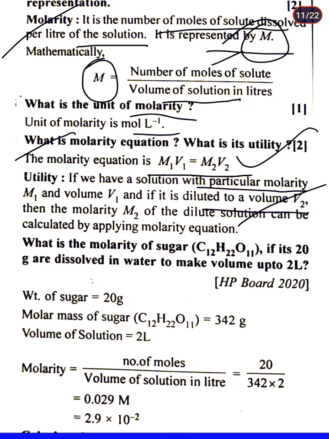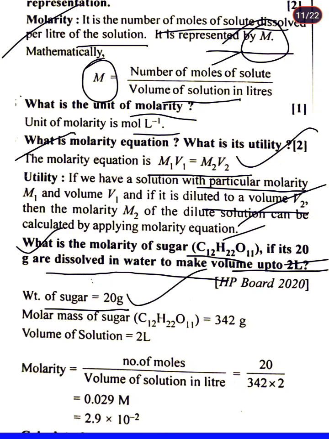What is the molarity of a sugar having the formula C12H22O11, if 20 gram are dissolved in water to make the volume up to 2 liters? So first, the weight of sugar is given to us, that is 20 gram. The molar mass of sugar can be calculated, that is 342: 12 into the atomic mass of carbon plus 22 into the atomic mass of hydrogen plus 11 into the atomic mass of oxygen, which will give 342.